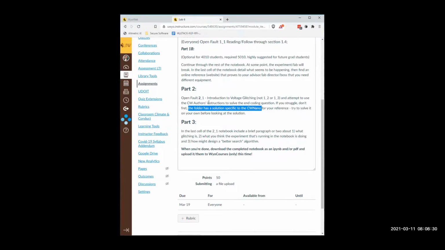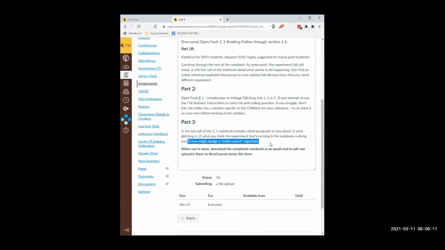So do that. And what I want you to do in the last cell of that notebook is include a really brief paragraph or two about what a glitch is. What is glitching? What is the experiment that's running in the notebook doing? What do you think it's doing? And then this is a question that's maybe tailored for all of our computer scientists here. For those of you that aren't in computer science, reach out and ask, or do some searches: what is a search algorithm? How might you design a better search algorithm? Which you'll understand a little bit more once you see the actual project.